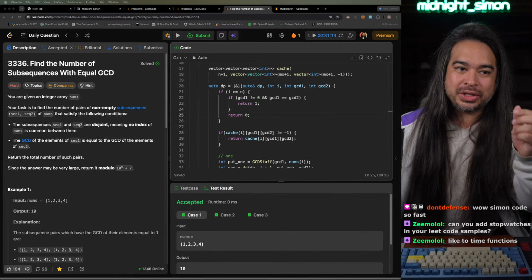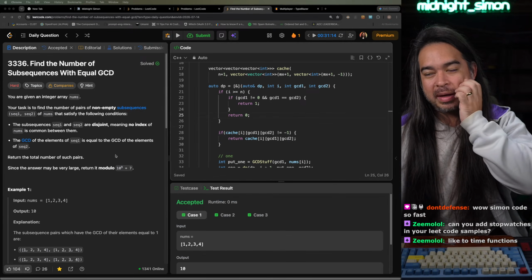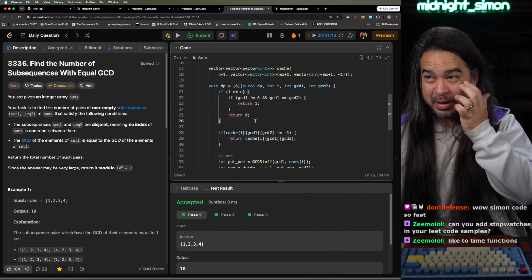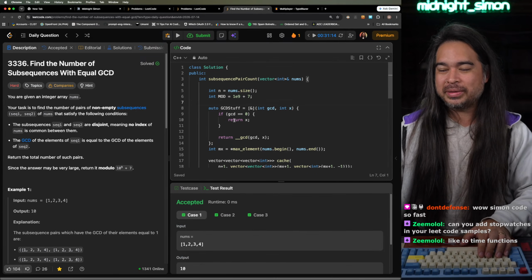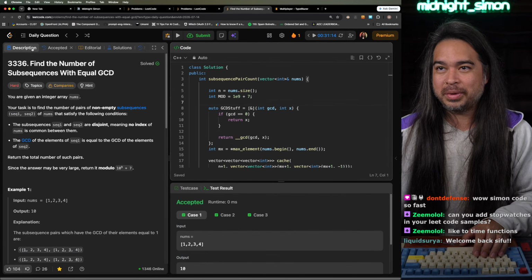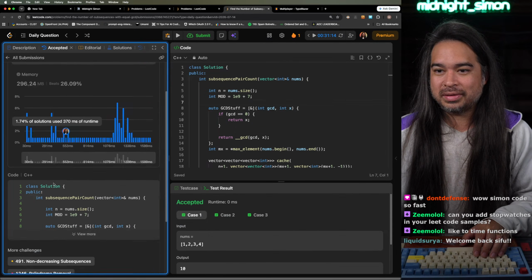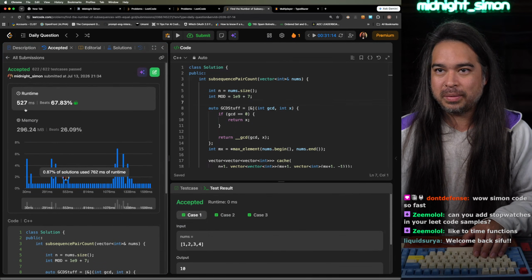Oh, stopwatches to like time the functions. I guess you could. I've never tried. But they also give you the runtime here.